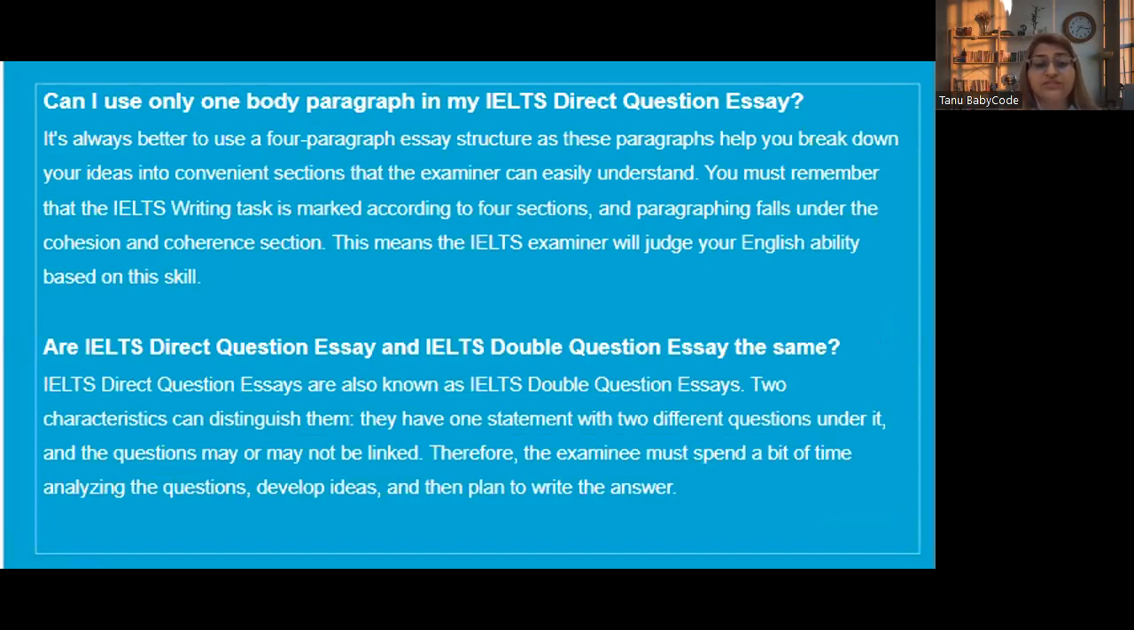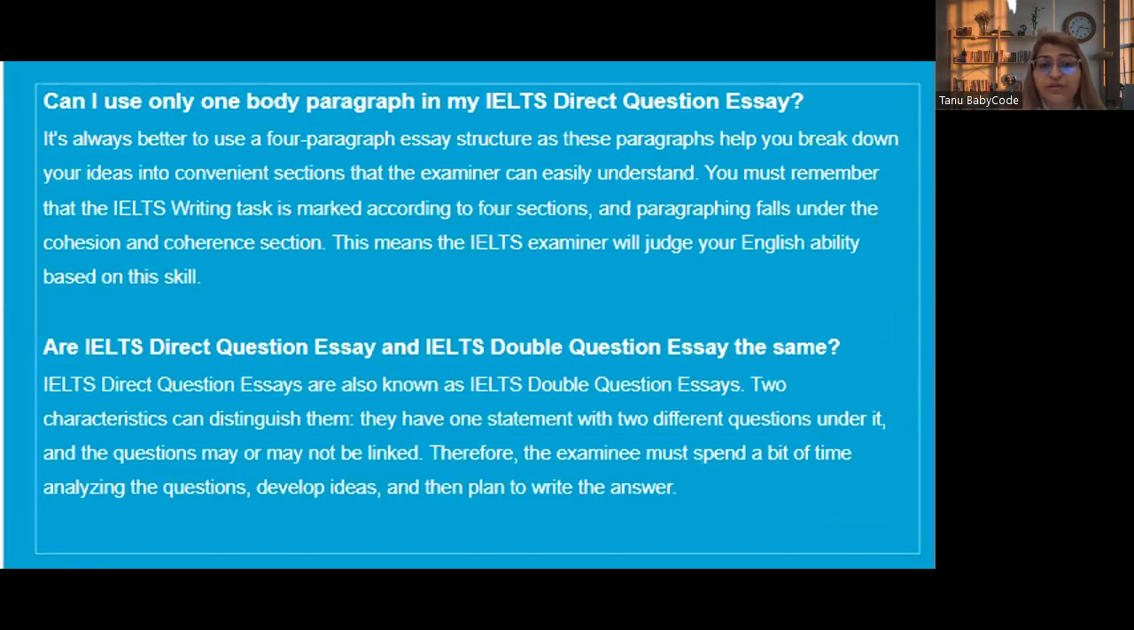Next, what students ask is, can I use only one body paragraph in a direct question essay? So what I suggest is that it is always better to use a paragraph essay structure because these paragraphs help you break down your ideas into convenient sections, right? So that the examiner can also understand it.